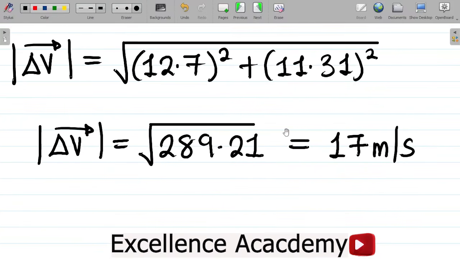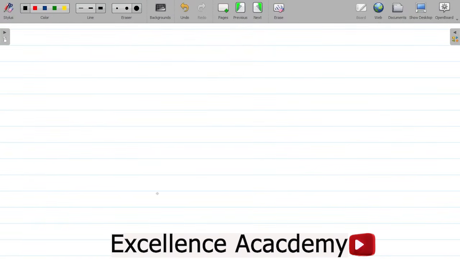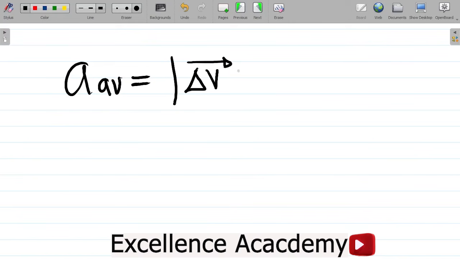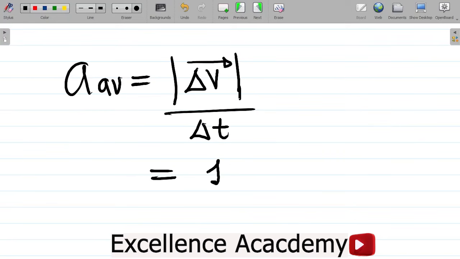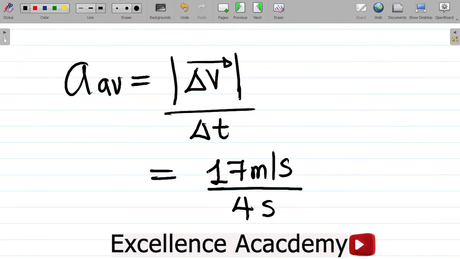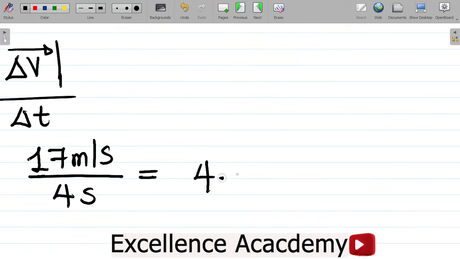With this, we can now get our average acceleration. So we said average acceleration, a average, is equal to simply, in this case, the magnitude of, we're using magnitude because we work with vectors, the magnitude of the change in velocity all over the change in time. And that's equal to, we've gotten the upper value as 17 meter per second all over, we're given change in time as 4 seconds. If you punch 17 divided by 4, you have your answer as 4.25 meter per second squared.